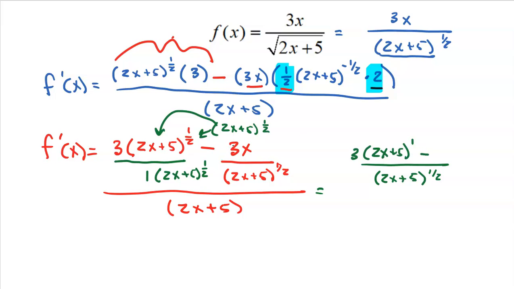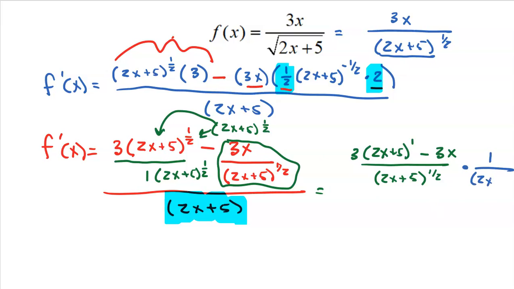Minus, now this back term right here already had the common denominator, so it needs no adjustment, so just minus 3x. And then don't forget to divide everything by the 2x plus 5. But I'm actually going to make that a little bit easier. Instead of dividing everything by this 2x plus 5 right here, I'm going to multiply by its reciprocal. So what is the reciprocal of 2x plus 5? Well, that should be easy. 1 over 2x plus 5.